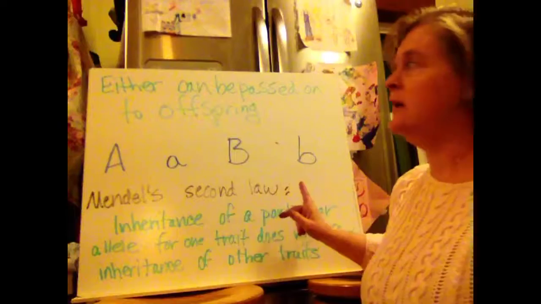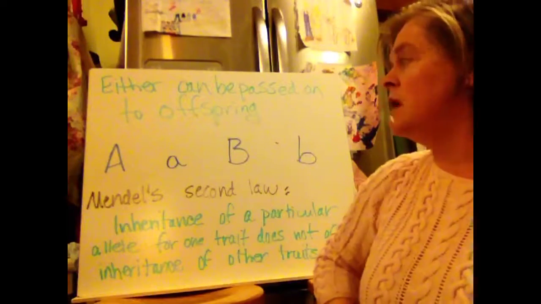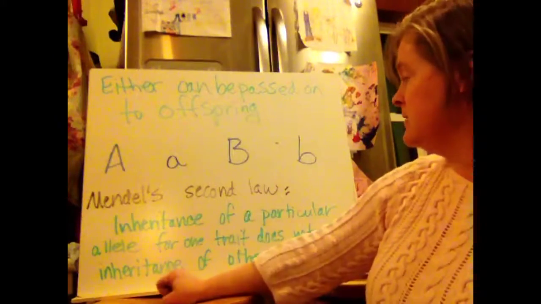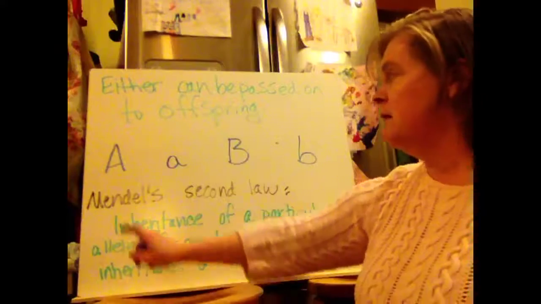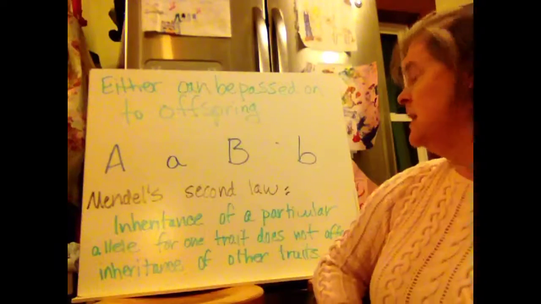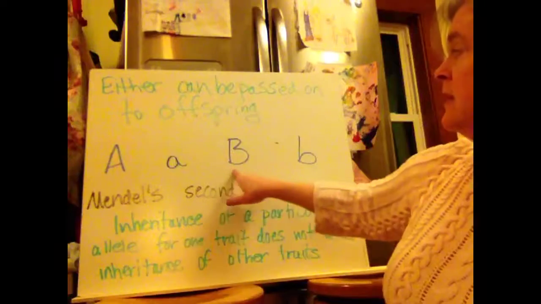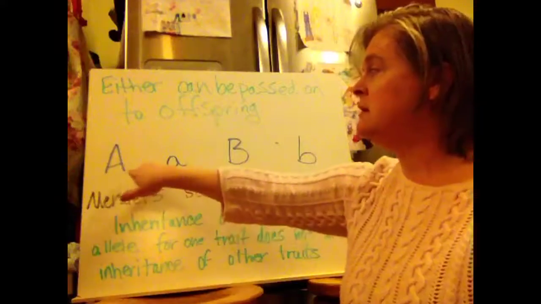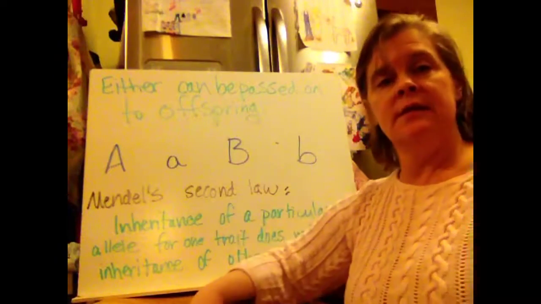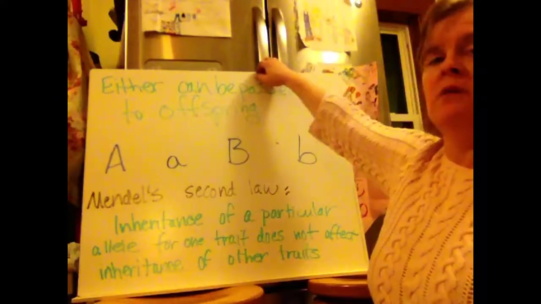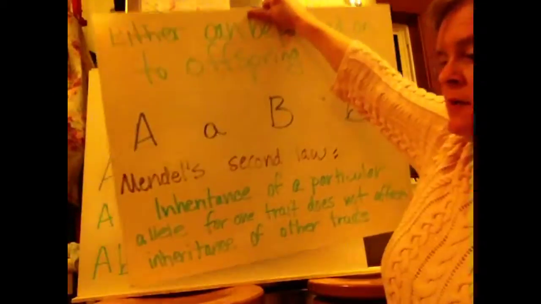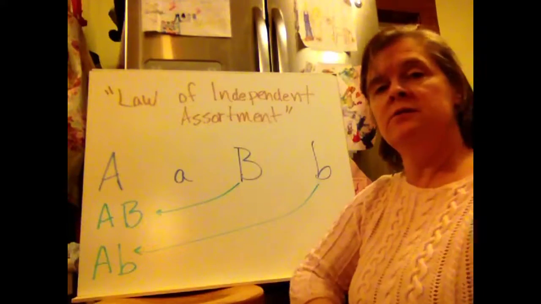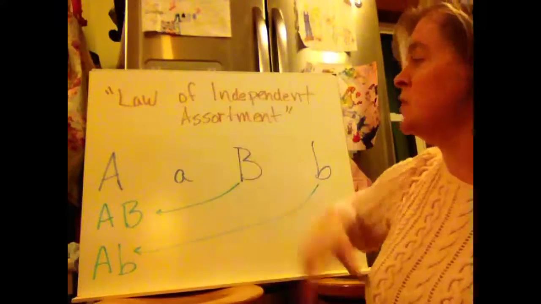Any of these alleles can be passed on to the offspring, which leads us to Mendel's second law. The inheritance of a particular allele for one trait does not affect the inheritance of an allele for another trait. So we're going to look at these different genes separately. They do not affect each other in a pure dihybrid cross. And this is known as the law of independent assortment.